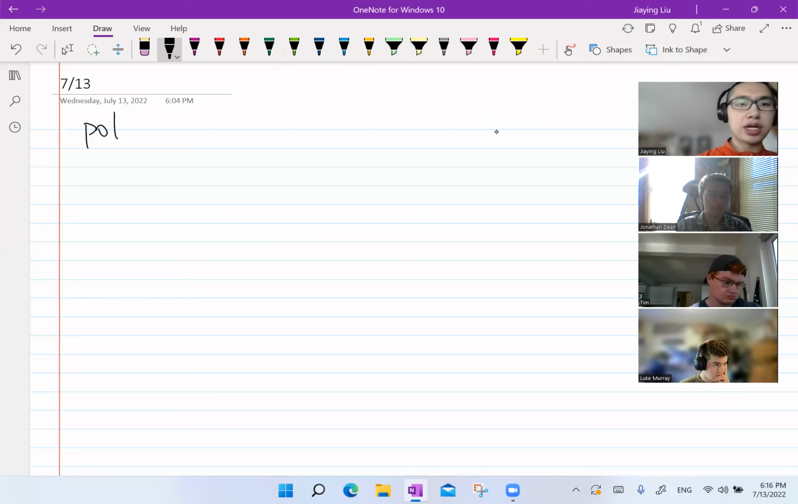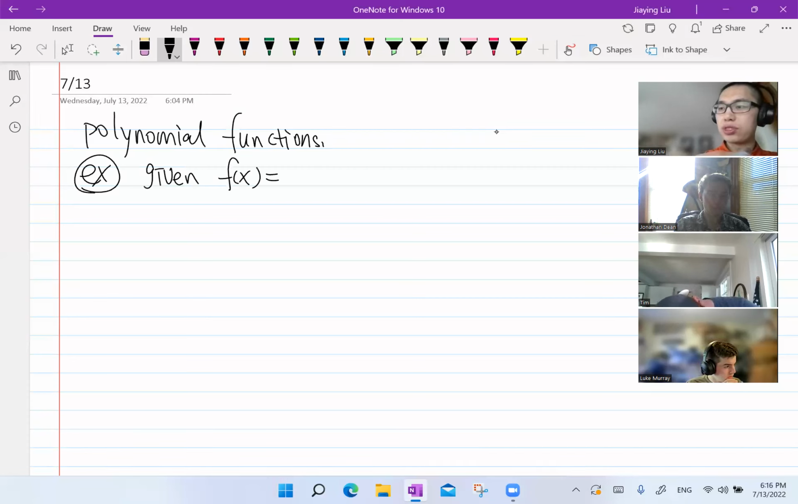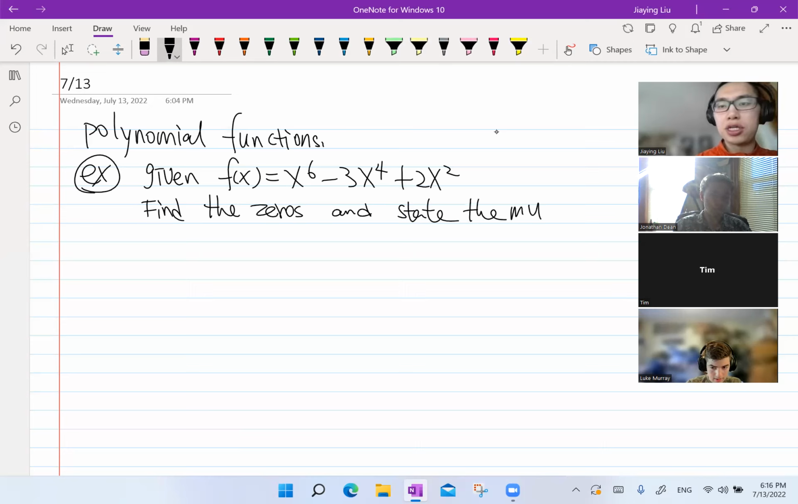polynomial functions that we talked about last time. Here's a couple of examples. Suppose we are given that f of x equals x to the 6 minus 3x to the 4th plus 2x squared. And what we're going to do is find the zeros and state the multiplicity of each zero.